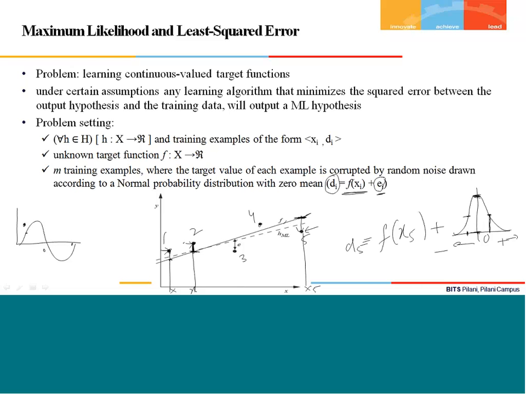Now I'm adding f(x5) with this negative number. So this is my e5. It will shift this true point to this point. So this is how my d5 is generated here. Likewise, d1 generated, d2 generated, d3 generated, d4 generated, d5 generated. This is what is given here, right?